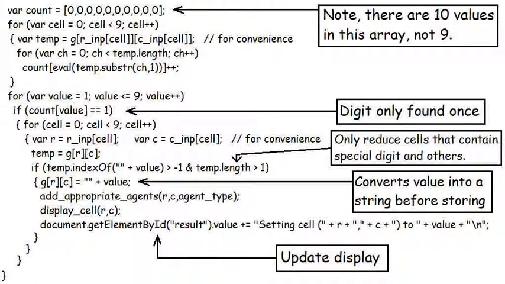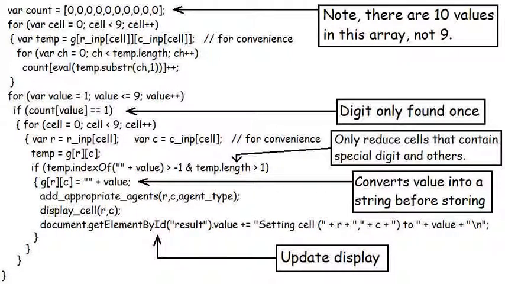With 10 elements, element 1 can contain how many times 1 appears in the group, element 2 how many times 2 appears, etc., up to the last element, element 9, which will contain how many times 9 appears. Having determined the counts of the digits, we can go through the group again, looking for digits appearing only once. If one is found, the count for that digit is 1, then we go through all the cells looking for the only cell that contains that digit.